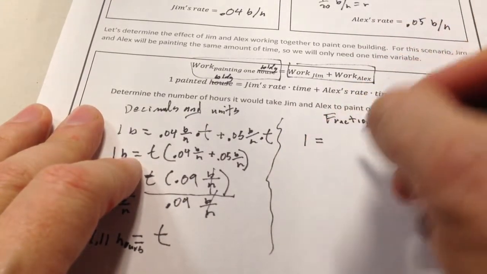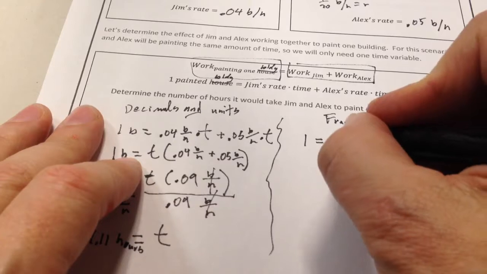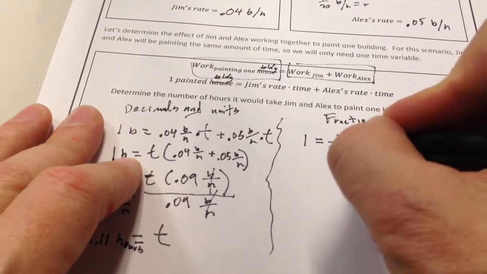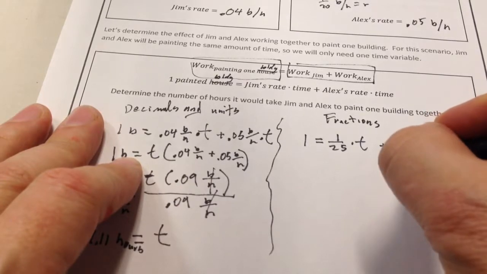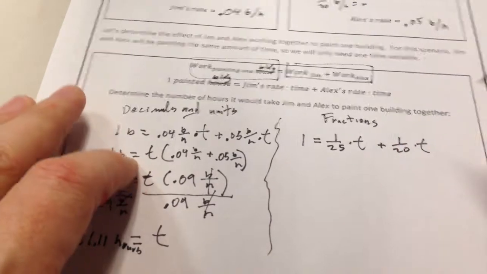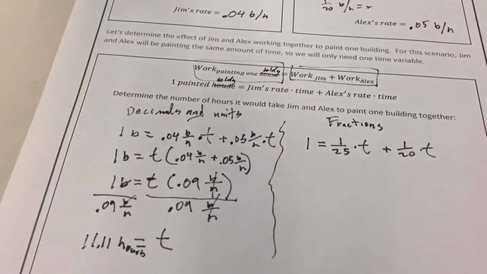I got one building. Jim's rate in fractional is 1/25 times t, and Alex's is 1/20 times t. If this was on the quiz tomorrow, how are we going to get rid of that 20th and the 25th? Are we going to get everything to a common denominator? And you could. That'd be the hard way. What would I rather do than have a bunch of denominators? Multiply by what's our least common denominator?